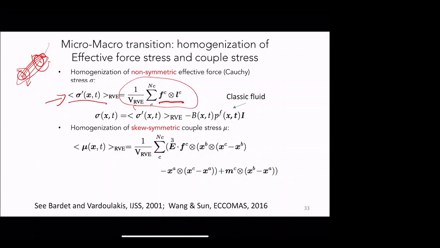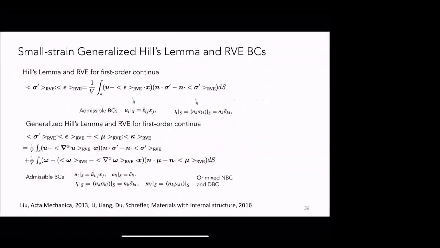So we can use the same philosophy to compute the stress, to compute the couple stress. The couple stress is skew symmetric, and these equations can be found in the paper with Baudet and Vendelakis, and we also published a conference paper on the calculations. With that in mind, what we need to do is to recover the admissible boundary conditions that allow us to fulfill the Hill-Mandel lemma.